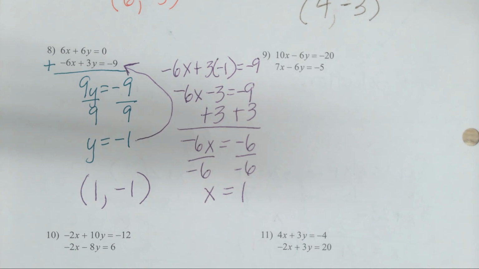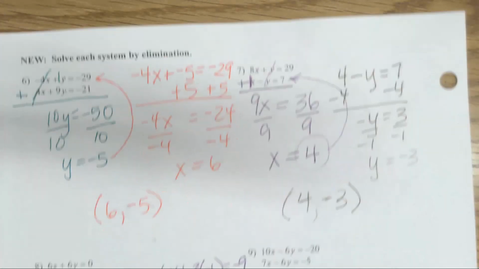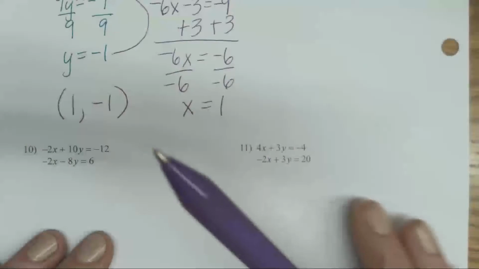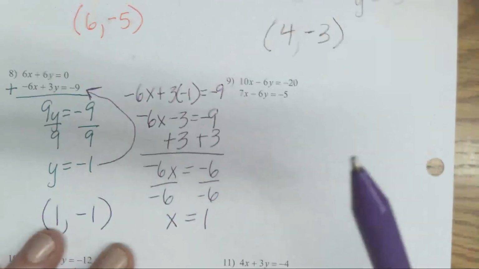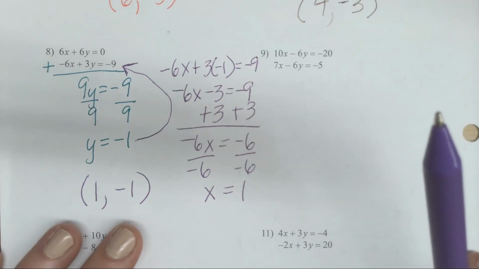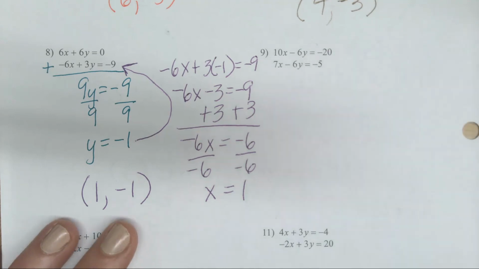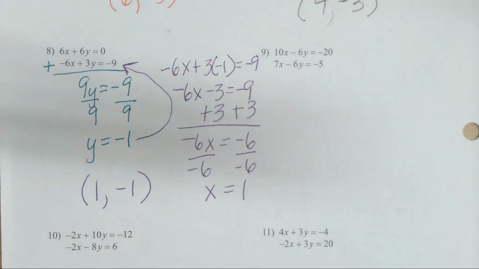Okay, now the problem happens when you don't have exact opposites. So far things have gone fairly smoothly because we've had exact opposites and we could just add them together. In problem number 9, do I have exact opposites? No. What's the closest? The negative 6's, yeah. So that's a nice simple fix. Take one equation and change all the signs.